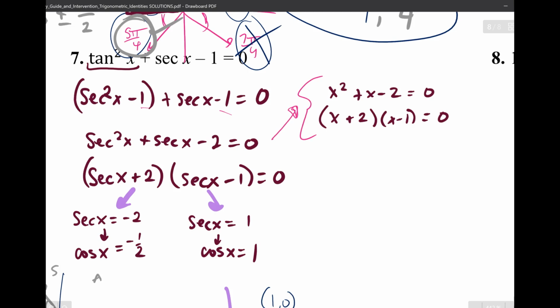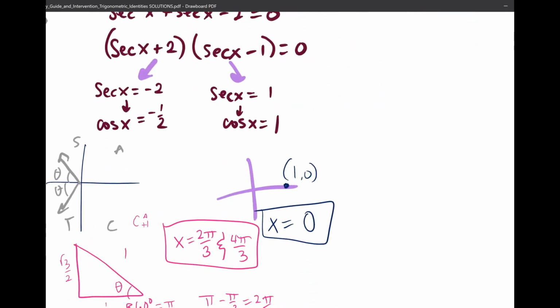So now x squared plus x minus 2 factors into x plus 2 times x minus 1. So I put secant x plus 2 times secant x minus 1 back over on the left side. So I get secant of x equals negative 2. I don't know what that is off the top of my head, but I do know secant is the reciprocal of cosine. So if secant is negative 2, cosine will be negative 1/2.